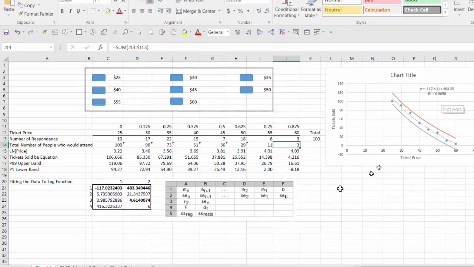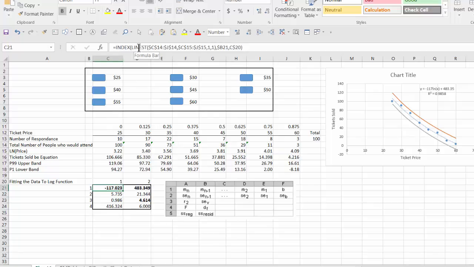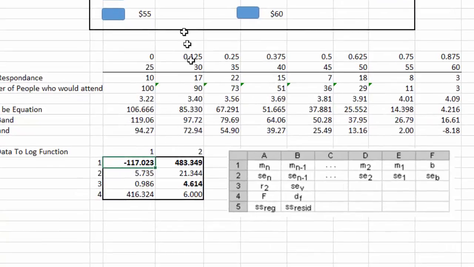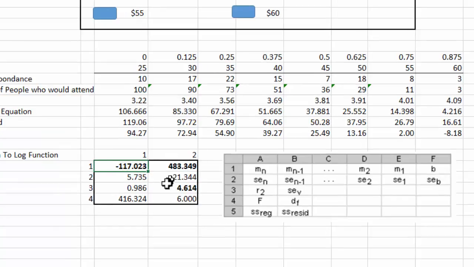So now let's go get some other parameters for that. Over here I've used the LINEST function to calculate the parameters based on the cumulative number of people who would buy tickets. And this LINEST function actually returns an array and not just a single number. And so what I've done here is pulled out different elements of that array.